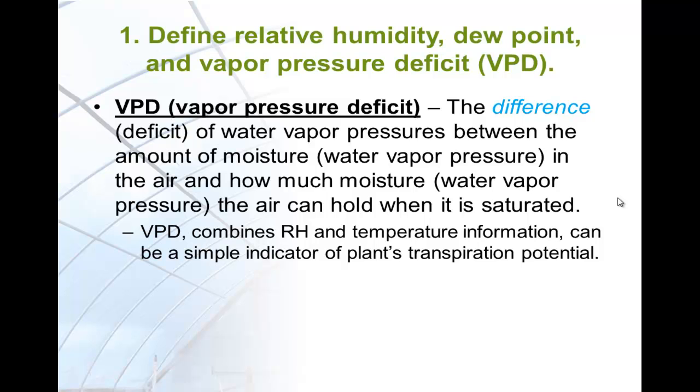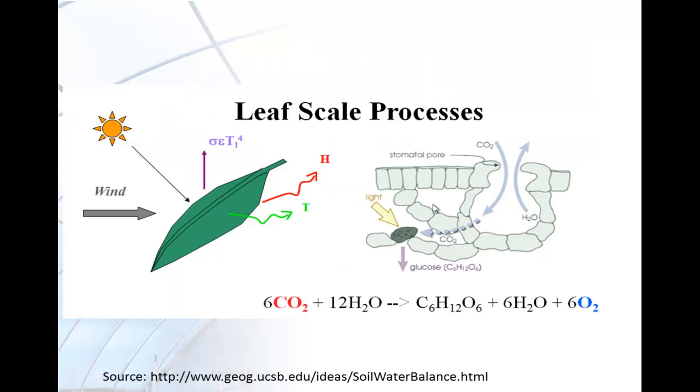of plant transpiration potential. In this slide, the left-hand side shows the energy balance of a leaf. The primary energy source of the leaf is the radiation load from the sun shining on the leaf. And the heat losses include radiative heat loss, convective heat loss, and also the energy loss due to the phase change of the water from the liquid phase to gaseous phase. And this is the process of transpiration. And on the right-hand side, we see the mechanism of photosynthesis.